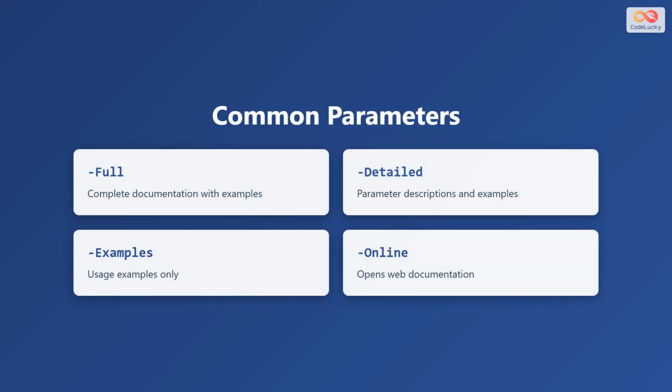Get-Help supports several useful parameters. Add -full to see complete documentation, including all details and examples. Use -detailed for more in-depth information about parameters and examples. With -examples, you can focus only on example usages. Finally, -online opens the related documentation on the web if you need more details.